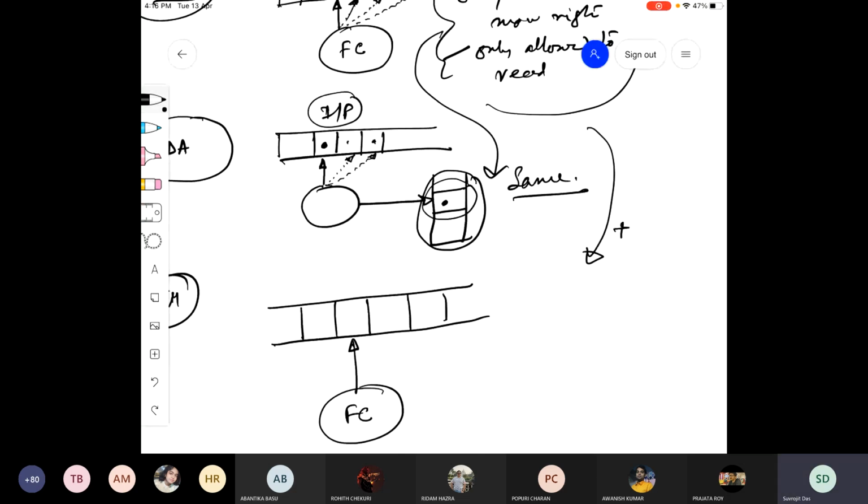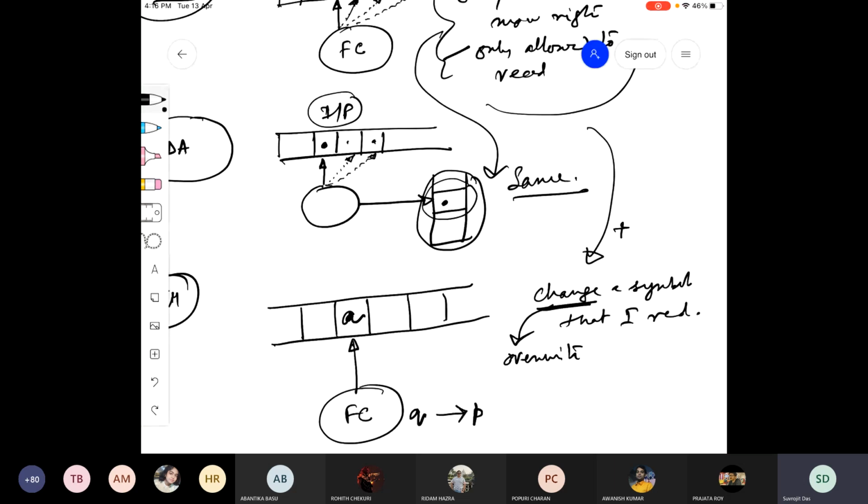I can change a symbol that I read. That means overwrite. Writing. I can overwrite a symbol. So I see an A, I was in state Q. Now I want to go to some state B by overwriting A and converting A to a B. Got my point? So change a symbol.